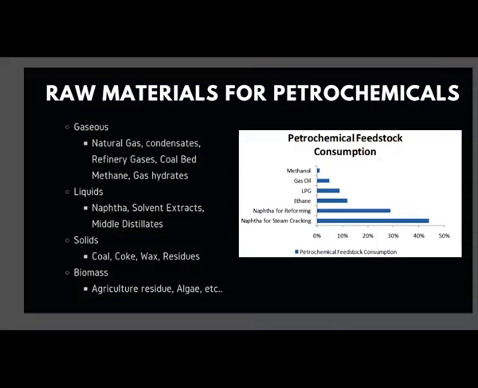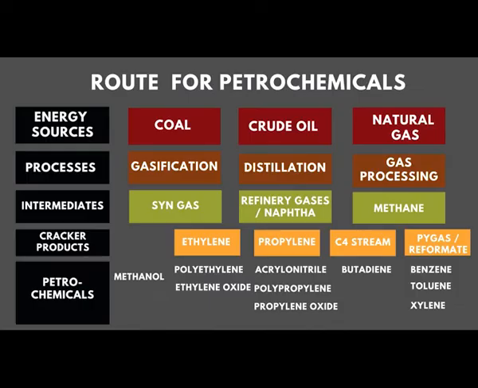If you see the different sources of manufacturing petrochemicals, petrochemicals can be manufactured from a gaseous source, liquid source, solid source, or a biomass source. The gaseous sources range from natural gas, condensate, refinery gases, coal bed methane, gas hydrate, etc. On the liquid side, we have raw materials such as naphtha, solvent extracts, and middle distillates. Then the solid sources cover coal, coke, wax, and residue. Apart from these natural resources, we also have biomass, that is agricultural residue, algae, etc.